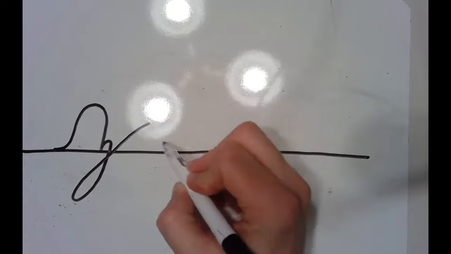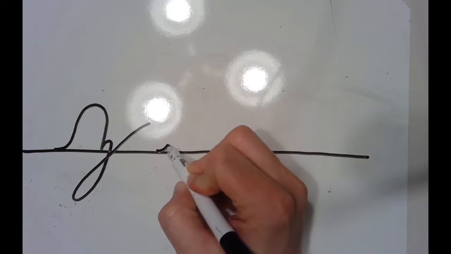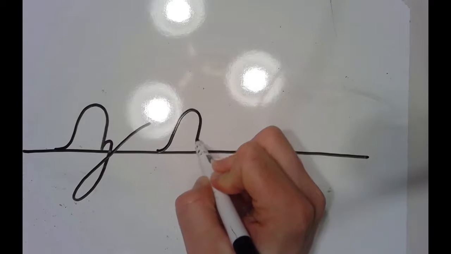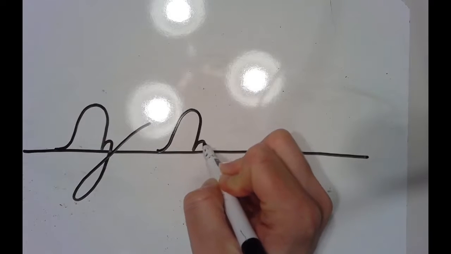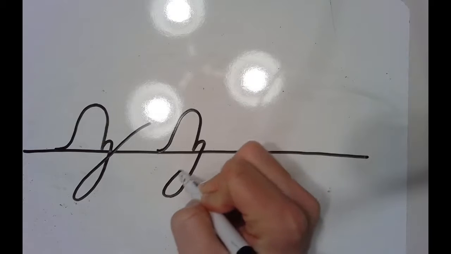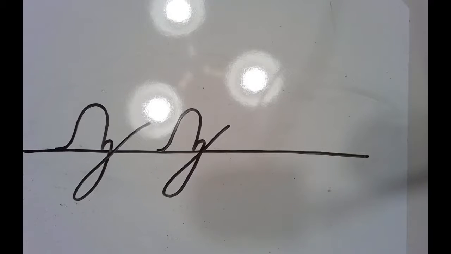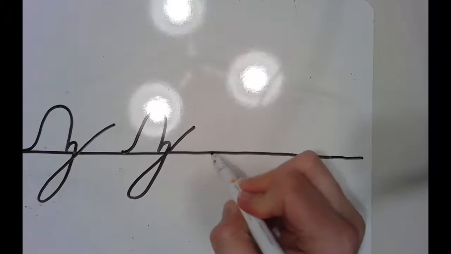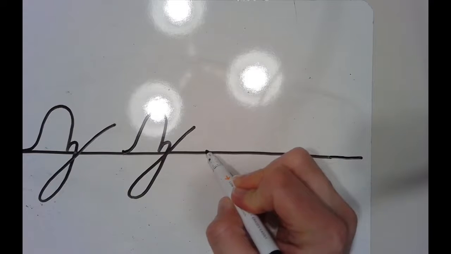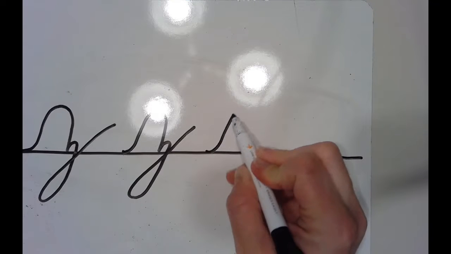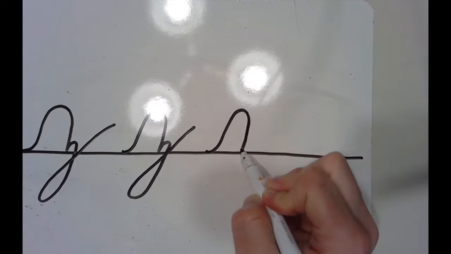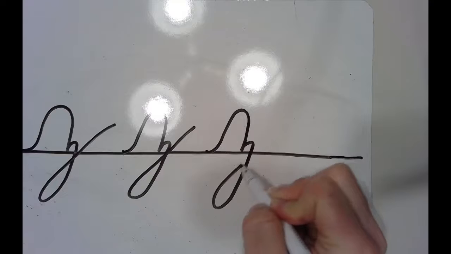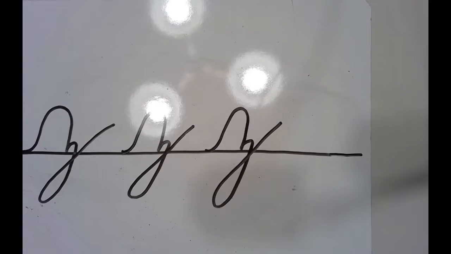Alright, let's try it. I'm going to show you another one. Starting here, sliding up and back down. I'm going to make a little hump, and I'm going to come down and around and make a loop. Lowercase z. Now let's try a few together. Starting at the bottom, up and back down, make a little hump, down and around, and make a loop. And let's do one more.